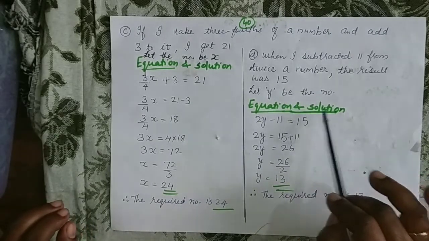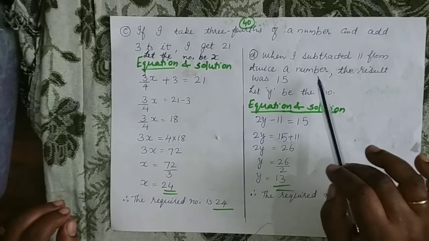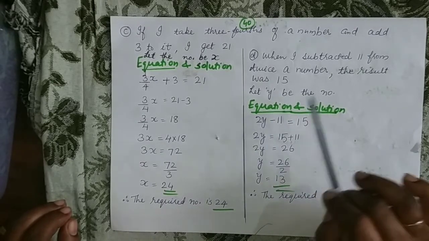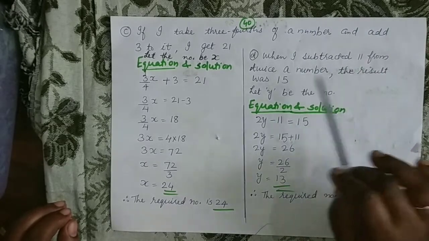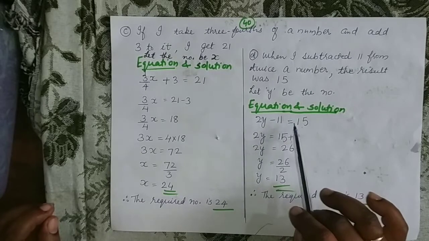Now equation and solution. Equation we are forming first. What is given? From twice a number. That means the number is y, twice a number means 2 into y, 2y. From that what we are subtracting? 11. So 2y minus 11. Then what you will get? The result is 15. Easily we form the equation 2y minus 11 is equal to 15.